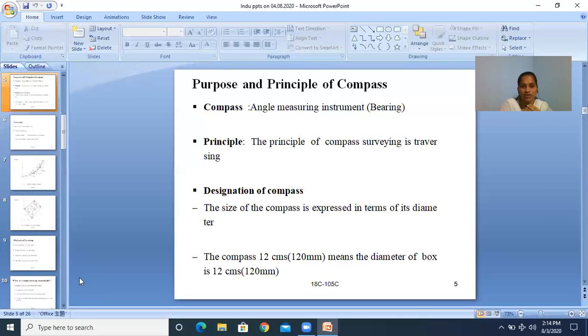Before entering into the principle of compass surveying, you should know the designations of the compass. The size of the compass is expressed in terms of its diameter. A compass of 12 centimeters or 120 mm means the diameter of the box is 12 centimeters or 120 mm. So according to the diameter of the box, we can conclude the size of the compass.